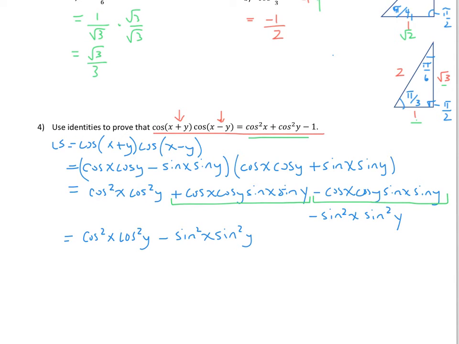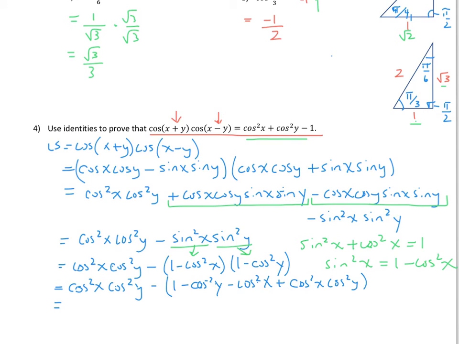So I know by a Pythagorean identity that sine squared x plus cos squared x is equal to 1. That means that my sine squared x is really 1 minus cos squared x. And I can do the same with the y. So I'm going to replace the sine squared x and the sine squared y.